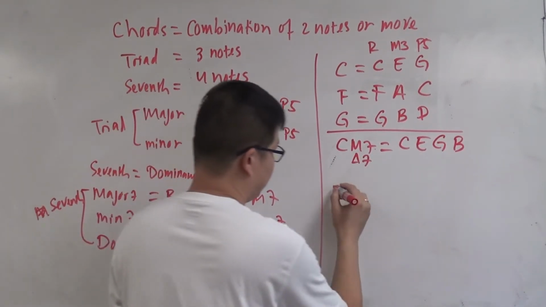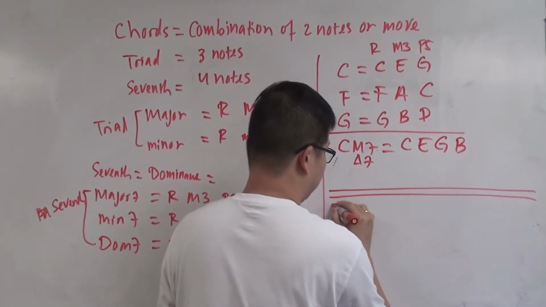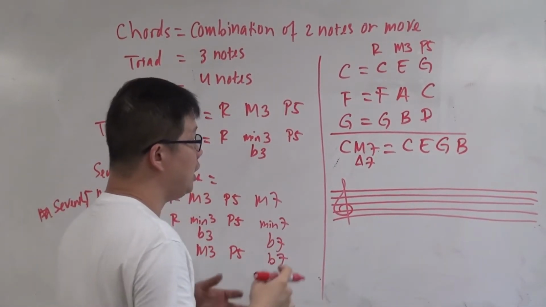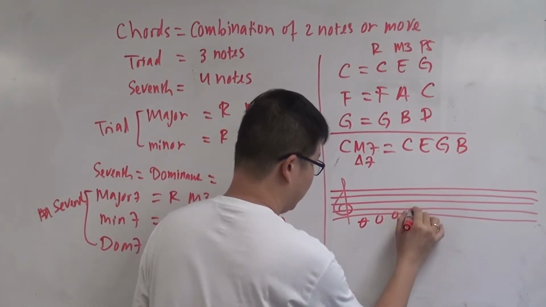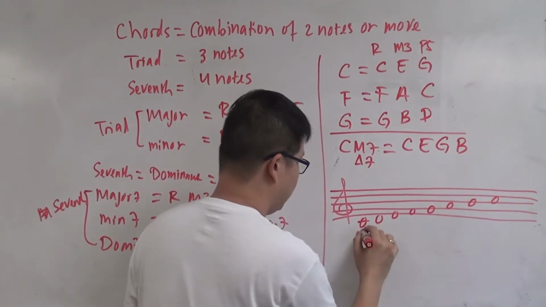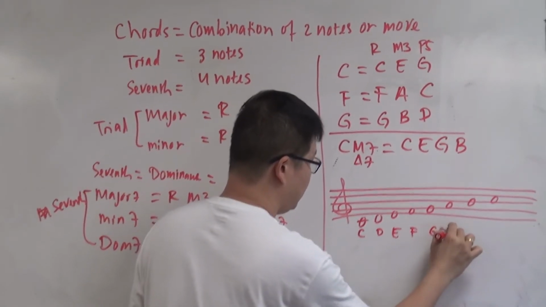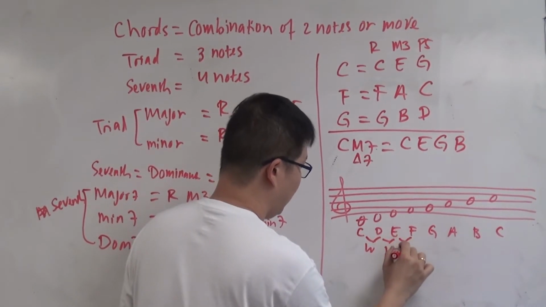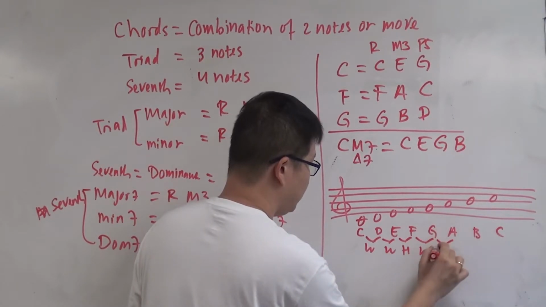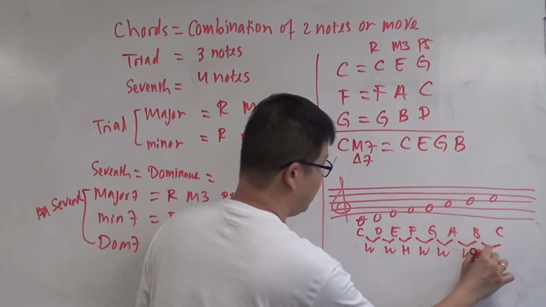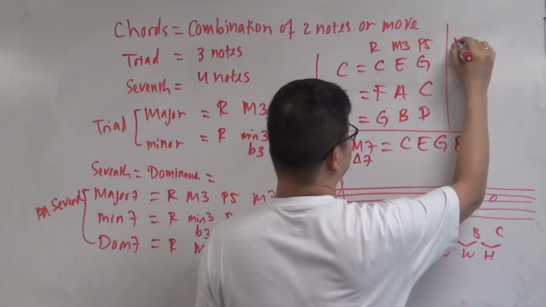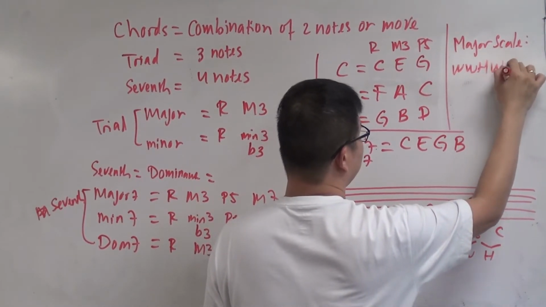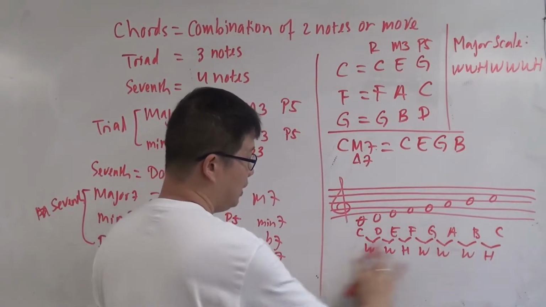Now, can we prove this one? Let's try to prove it. Now, I'm going to draw the C major scale. So this is C, D, E, F, G, A, B, C. C to D is W, D to E is W, E to F is H, F to G is W, G to A is W, A to B is W, B to C is H. So same thing, the formula of a major scale is W, W, H, W, W, W, H. This one is already correct.